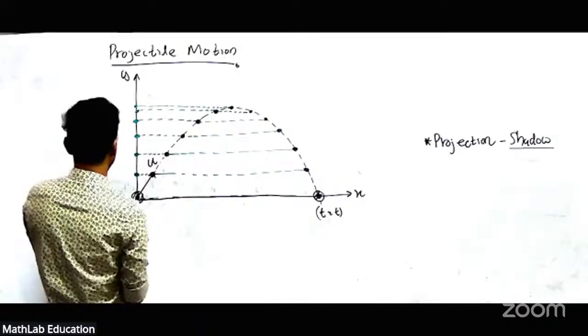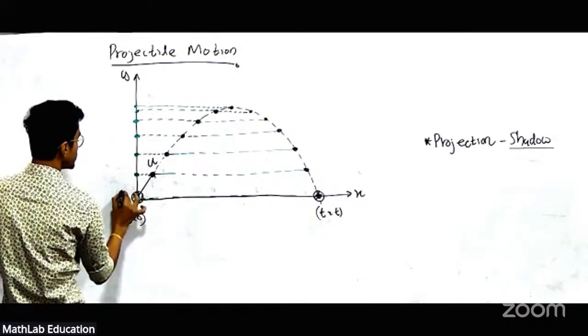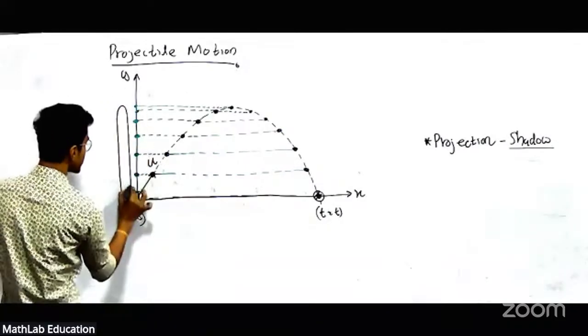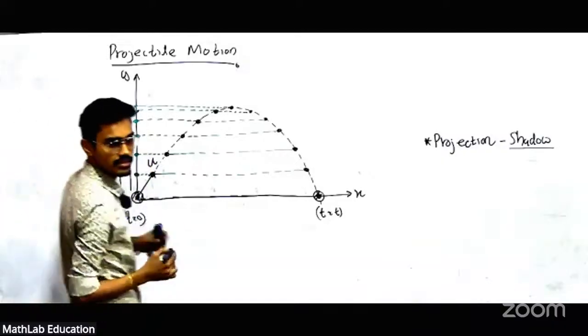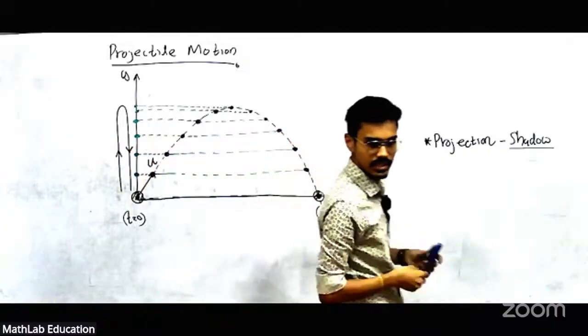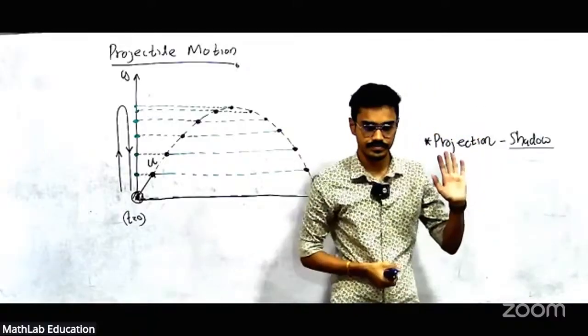Now, if I draw the direction here, this is what the shadow has done, isn't it? A linear motion, vertical linear motion, right?